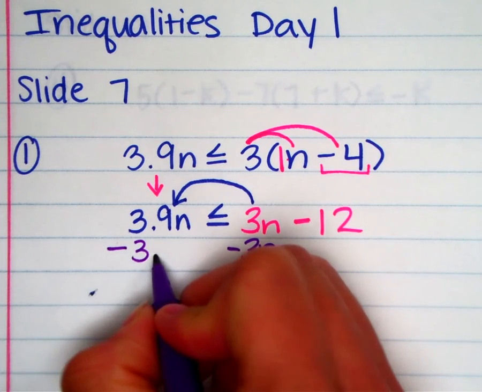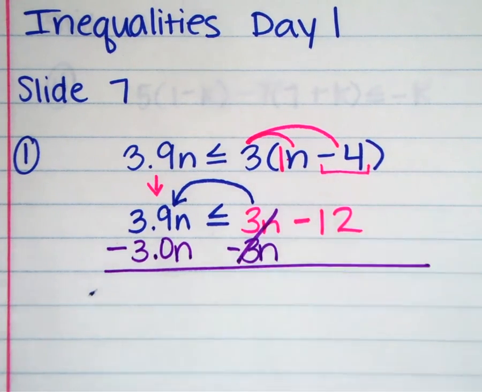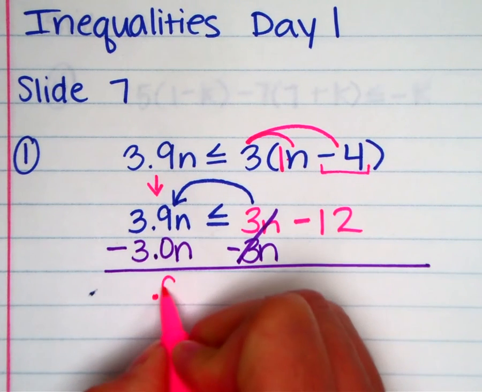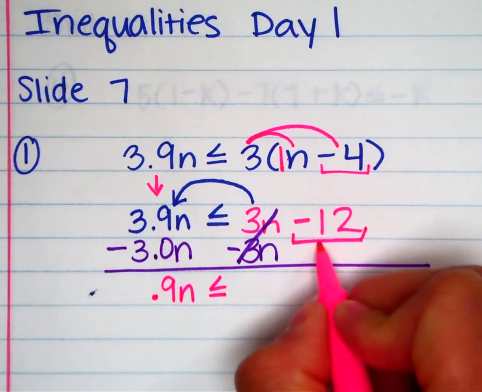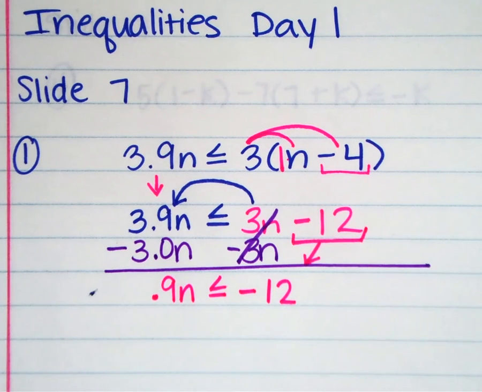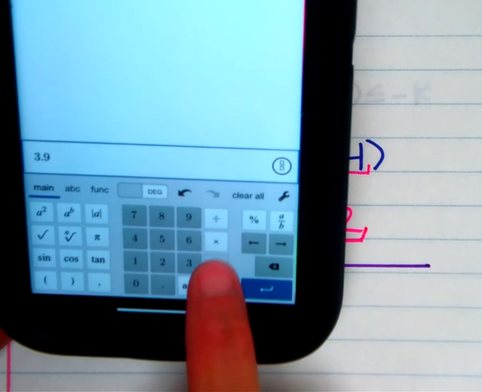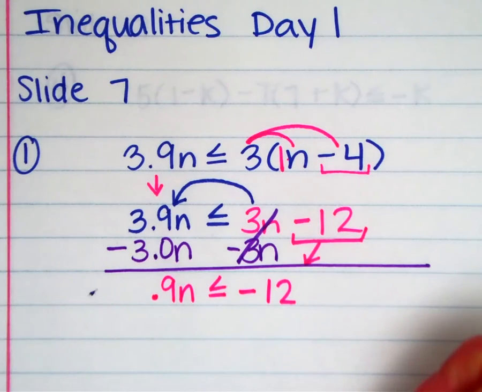Minus 3n. So it is 3.9n minus 3n, and the 3n cancels on the right. When I do this operation, I'm going to get 0.9n less than or equal to, don't forget your symbol, negative 12. If you're wondering how to put this in the calculator, it was a decimal, you might get harder decimals. Again, you can just put 3.9 minus 3 in your calculator and it's 0.9.